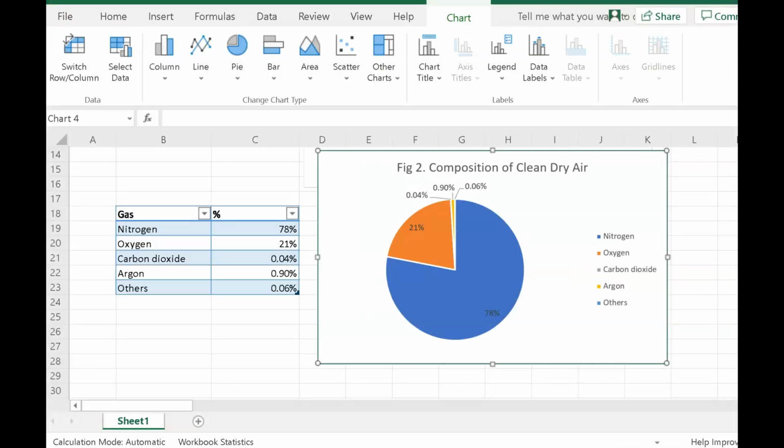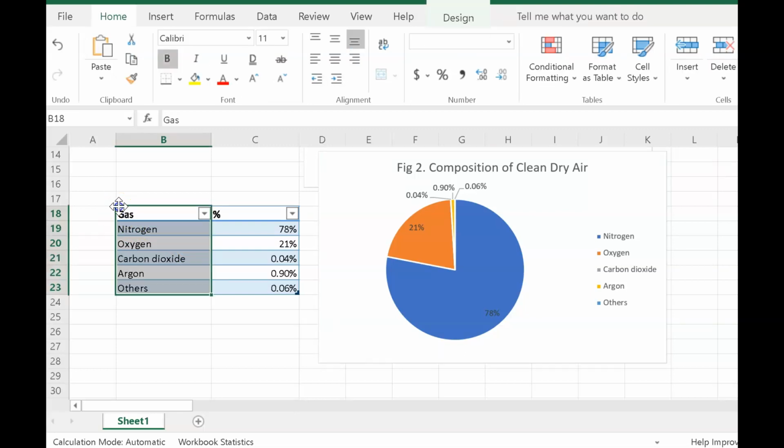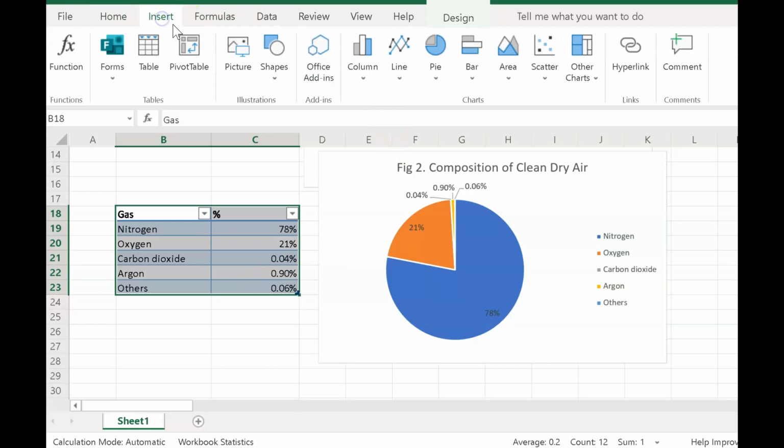Okay, and so let's also make the third type of graph, which is a bar graph. And those names of the gases also could be categories, right? Because they're not numbers. So not only can I make a pie chart from this table, but I can probably also make another type of graph, which is called bar graph. So what I'm doing, I am again highlighting this area, and I'm going to insert now the bar graph.